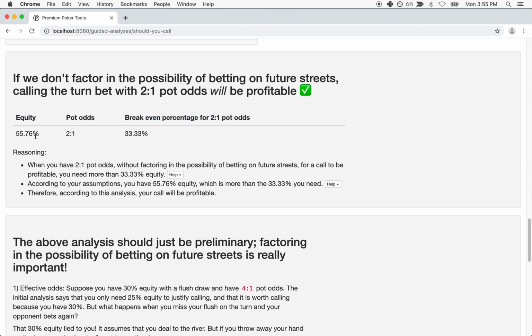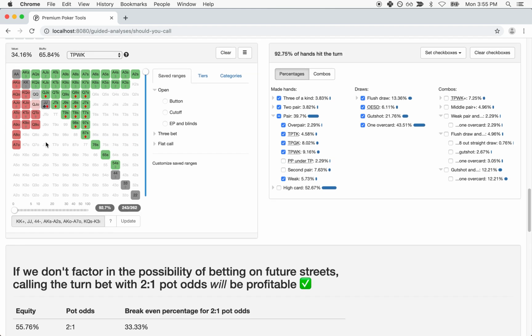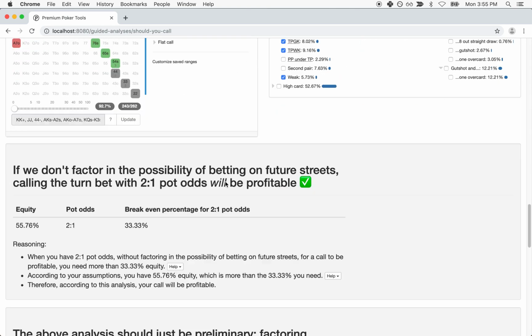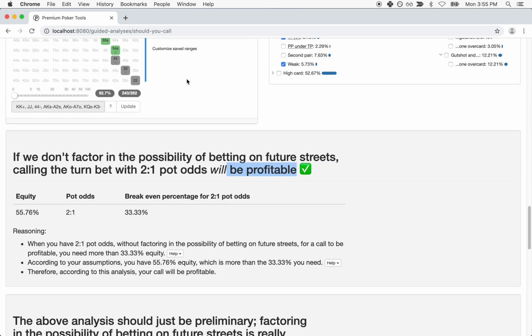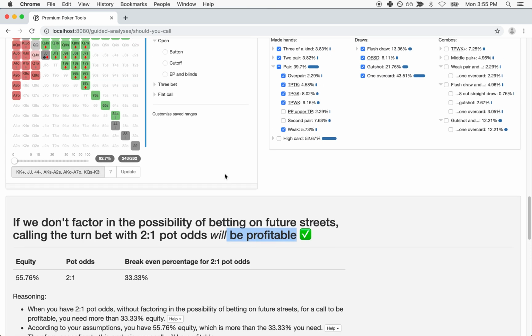Now this is saying that we have about 55.7% equity versus this range right here. So we have a lot more equity than we would need to break even. So it's giving us this check mark and saying that it will be profitable if we don't factor in future streets. However, that would be unwise to not factor in future streets because we have to see a river.